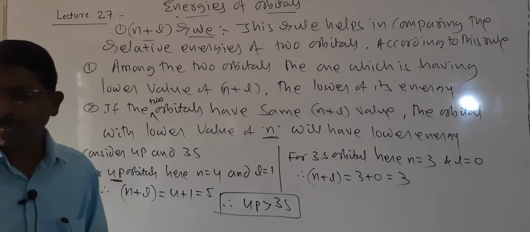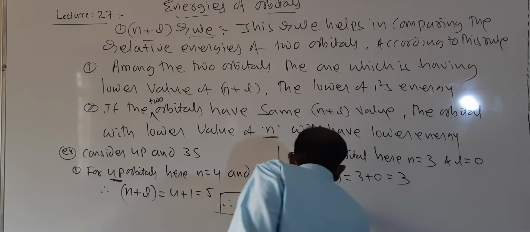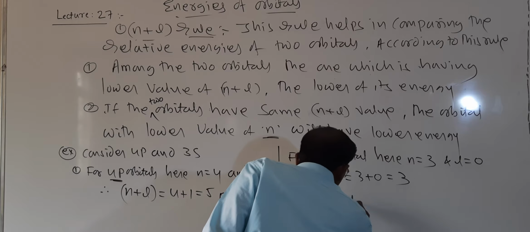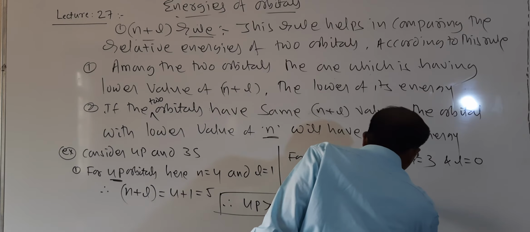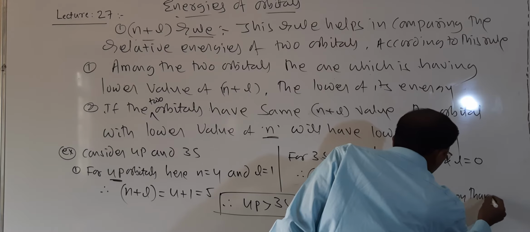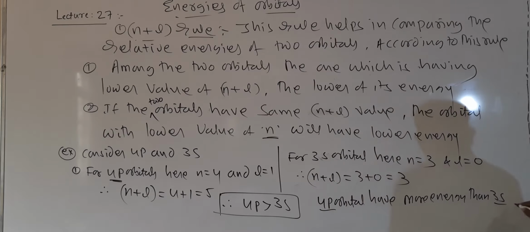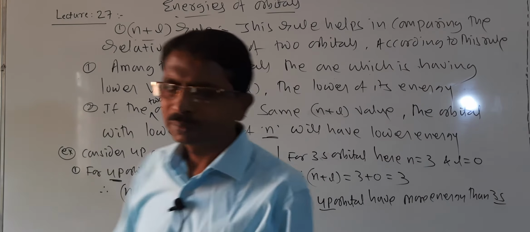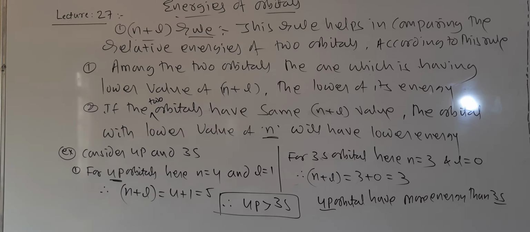This is, I think it is clear to you all. So 4p is having more energy. 4p orbital have more energy than 3s. Look here students, it is one example. One example here. And then I will explain second example.